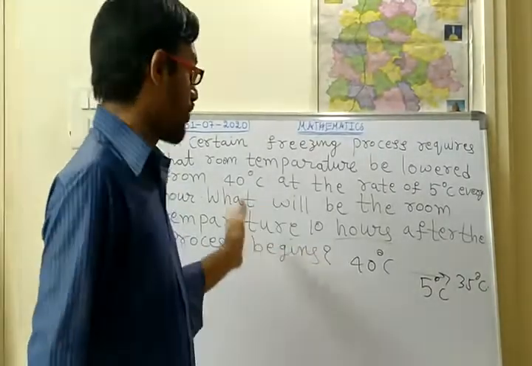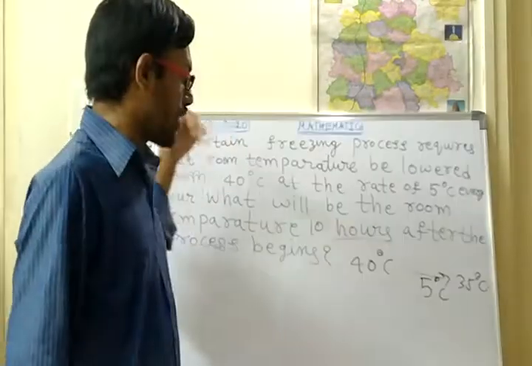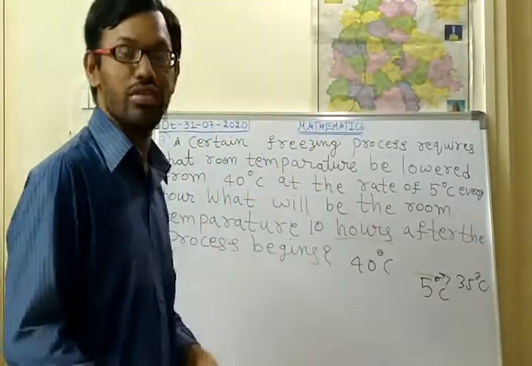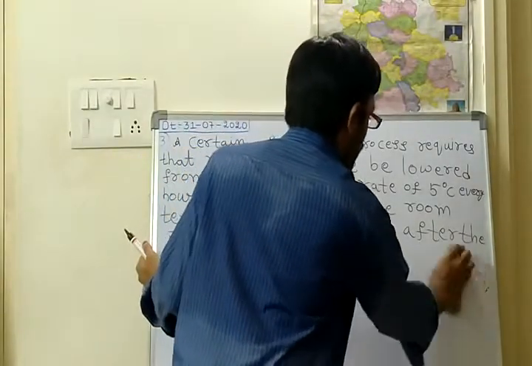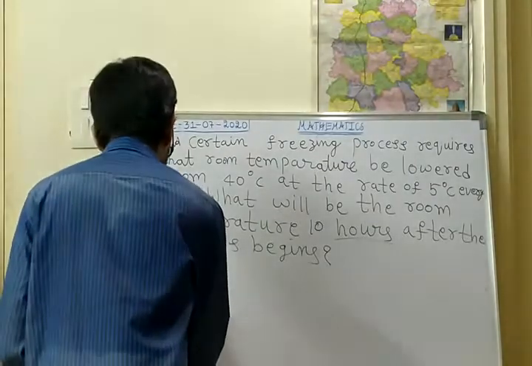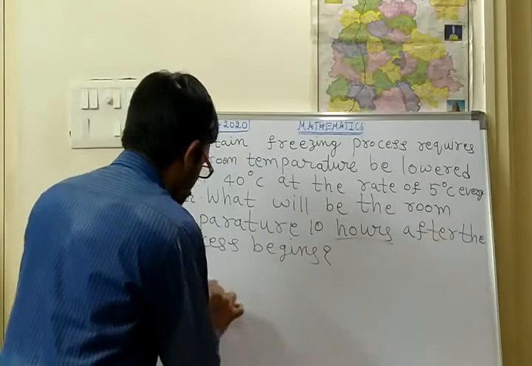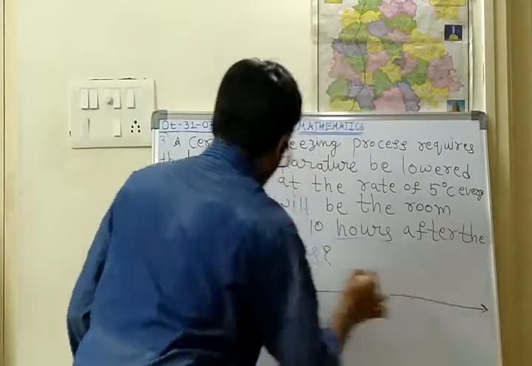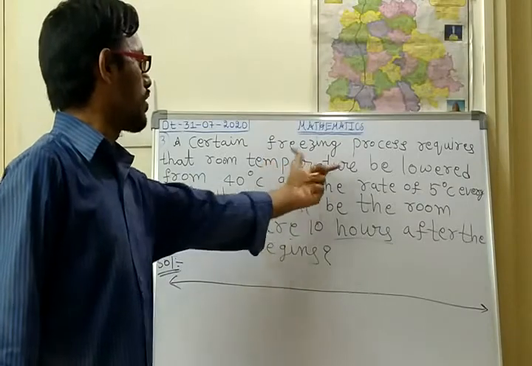After 10 hours, that means you should move 10 steps. For every hour you should check. If you want to check, you should draw a number line for this problem. Solution. So I am drawing a number line. In this number line, how should it be reduced?